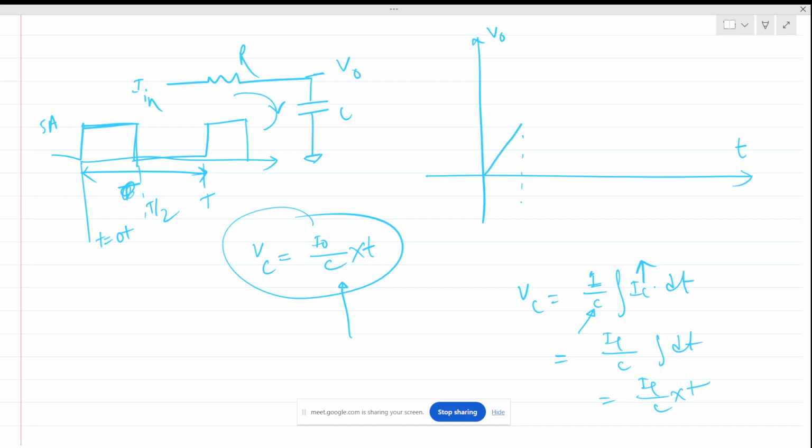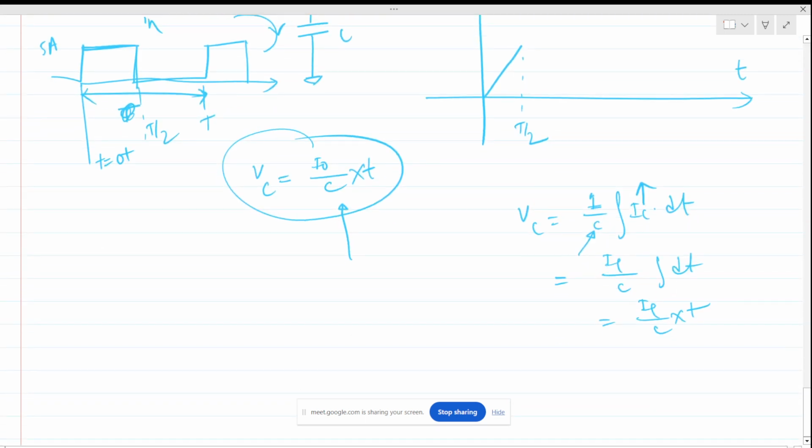Let's say this is t by 2. Now what happens after t by 2? What will be the current through this time? Zero current. So zero current means this is open circuit. Is there any current flowing through this path? No. So can the capacitor be charged? No. Can it be discharged? No.